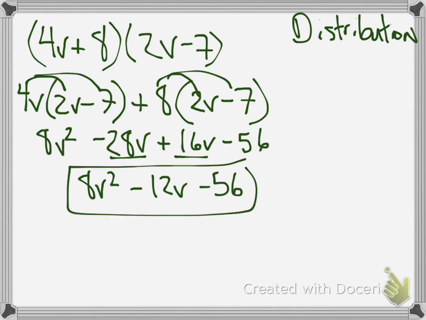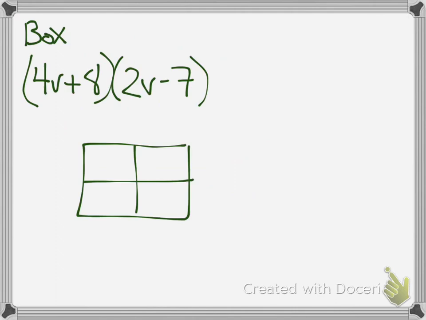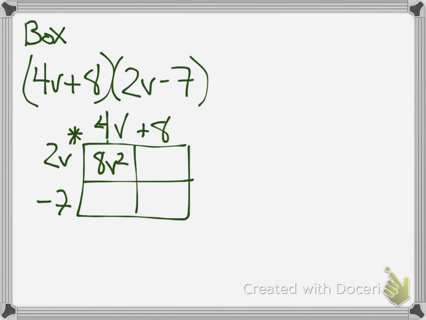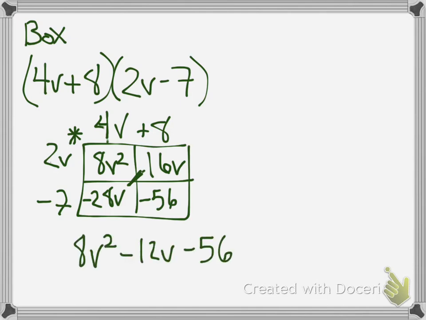And then the last method I'm going to cover is the box method. The box method says you write one of the parentheses on top and one on the side, and then you multiply. 4v times 2v is 8v squared. 2v times 8 is 16v, and that's a positive. 4v times negative 7 is negative 28v, and then I would have negative 56. You should almost always, at least in these examples, combine those two in the middle, and that gives you that one. So there you go, those are the three methods that we may need to solve these types of problems.